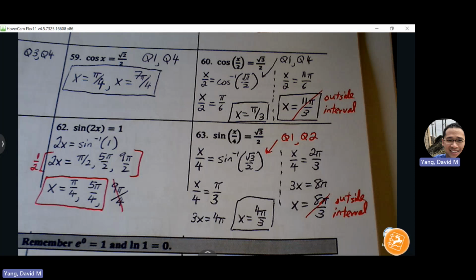Okay, so we know that sine is equal to root 3 over 2 in the first and second quadrant. So pi over 3 and 2 pi over 3. So I can replace that inverse sine of root 3 over 2 with pi over 3, as well as with 2 pi over 3. I'm going to just cross multiply and solve for x in both instances. First instance is x equals 4 pi over 3. That's fine. That's within my domain. But the second one, 8 pi over 3, is more than 2 pi, so I'm going to remove it. It's outside my interval.